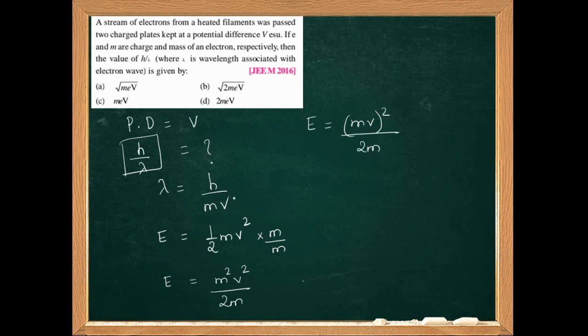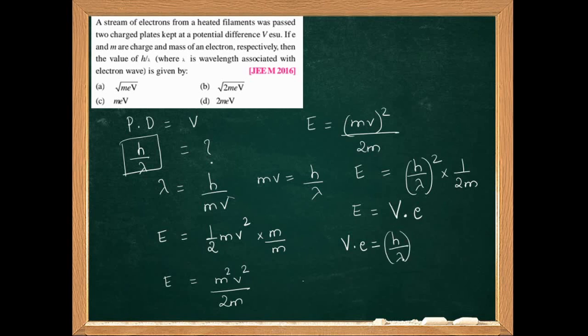Now mv is what we know. If I take it to the other side, I get h upon lambda, so mv is equal to h upon wavelength, and this is what we have to find. So the energy will be h upon wavelength, the whole square, into 1 upon 2m. All I have to find is h upon wavelength. Also the energy is equal to potential into the charge of the electron. So I will substitute: potential into charge is equal to h upon wavelength square into 1 upon 2m. So I'll shift this.